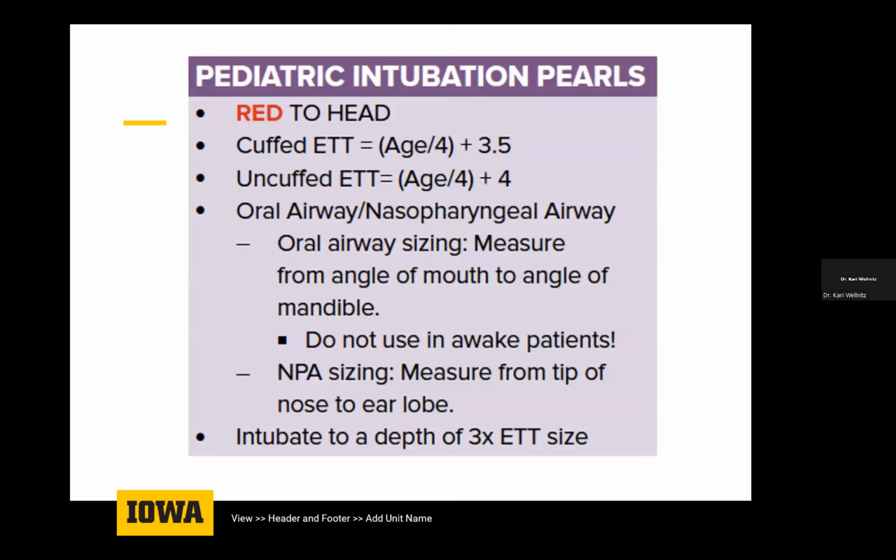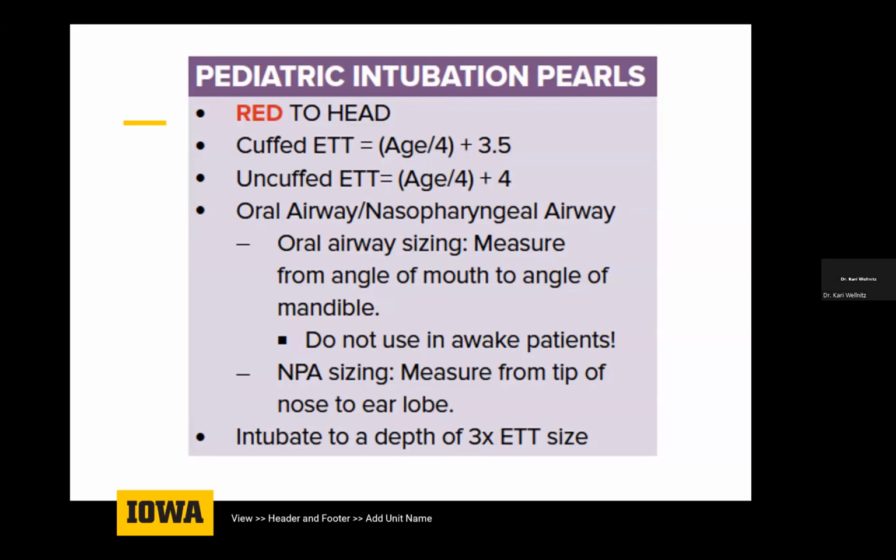And so some additional intubation pearls. You guys have probably all seen the Broselow tapes that can help estimate what size equipment and medication doses you need. And so the key thing is red to head. So have that red tape towards the head. In terms of figuring out what size endotracheal tube you need, the general rule of thumb for a cuffed tube is age divided by 4 plus 3.5.